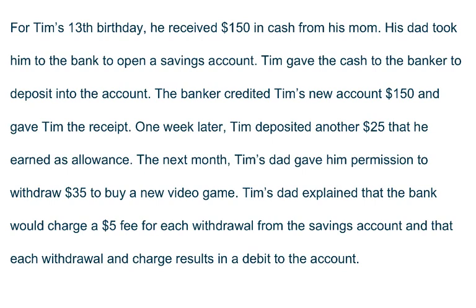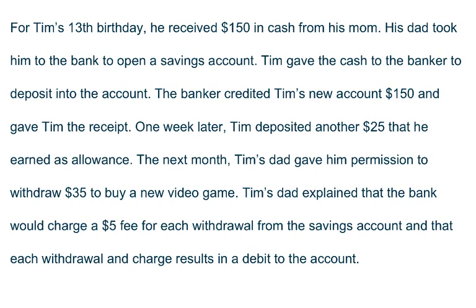1 week later, Tim deposited another $25 that he earned as allowance. The next month, Tim's dad gave him permission to withdraw $35 to buy a new video game. Tim's dad explained that the bank would charge a $5 fee for each withdrawal from the savings account and that each withdrawal and charge results in a debit to the account.